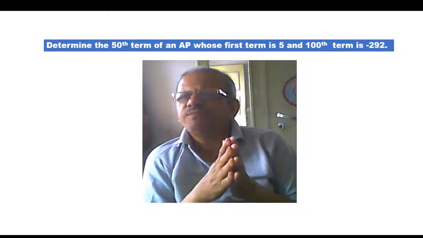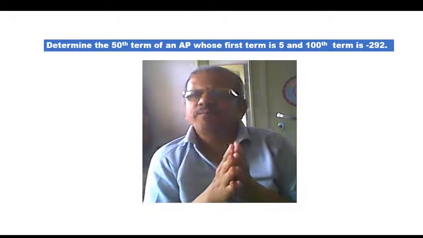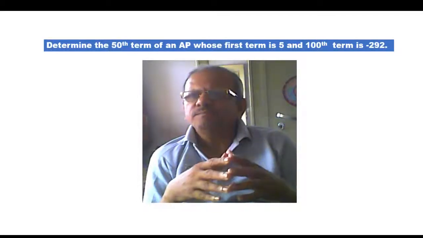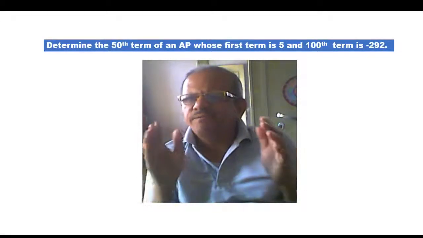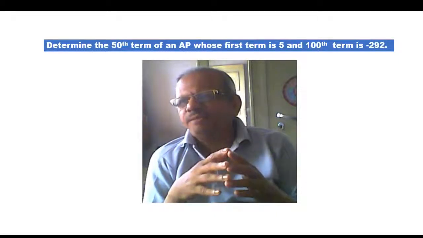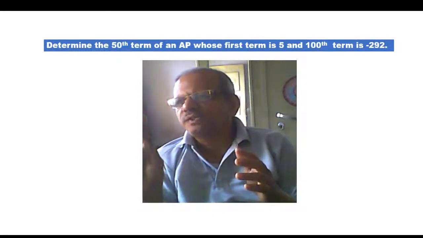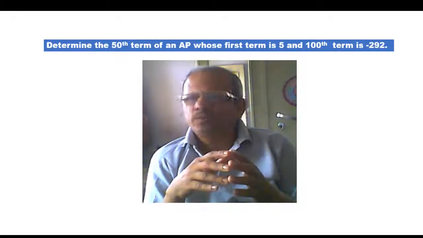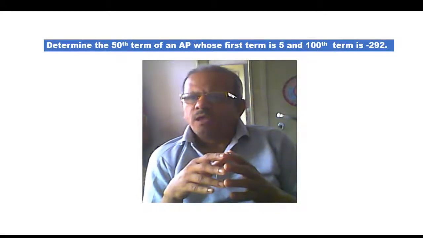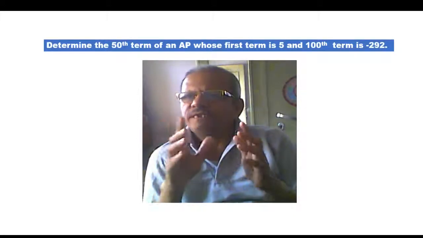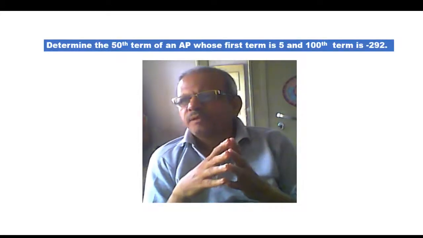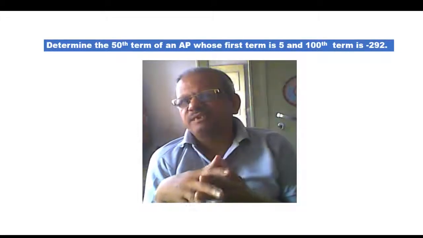Friends, today we will see a few more sums from arithmetic progression. Take the first question: determine the 50th term of an AP whose first term is 5 and the 100th term is minus 292. Here we have to find the 50th term where the first term is given and the 100th term is given.